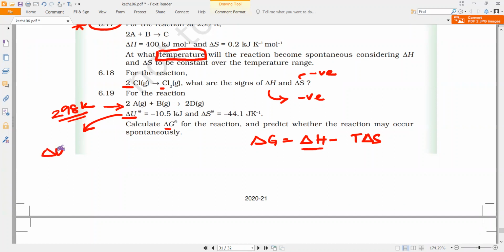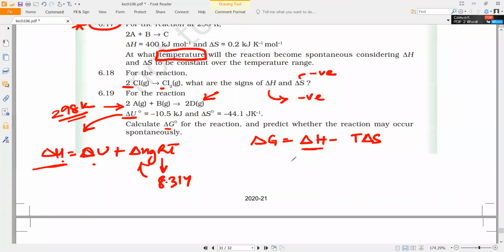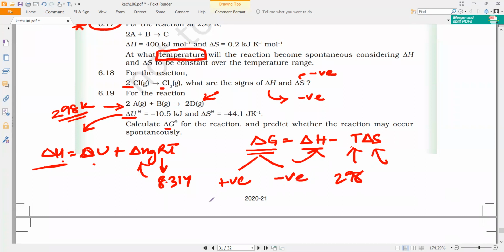So you have delta H is equal to delta U plus delta n g RT, right? So we have this reaction. Now from this reaction, you can calculate the delta n g. R you can take as 8.314. Temperature you will take as 298 Kelvin. Delta U has already been given. You will get the delta H value here, and you will plug in the delta H value here. You will put the temperature as 298. You will put the entropy as whatever is given, minus 44.1 joule per Kelvin, and then you can get the delta G naught. Now, the delta G naught can be positive or negative, whatever you get. If it is positive, that means it is non-spontaneous. If it is negative, it is spontaneous.